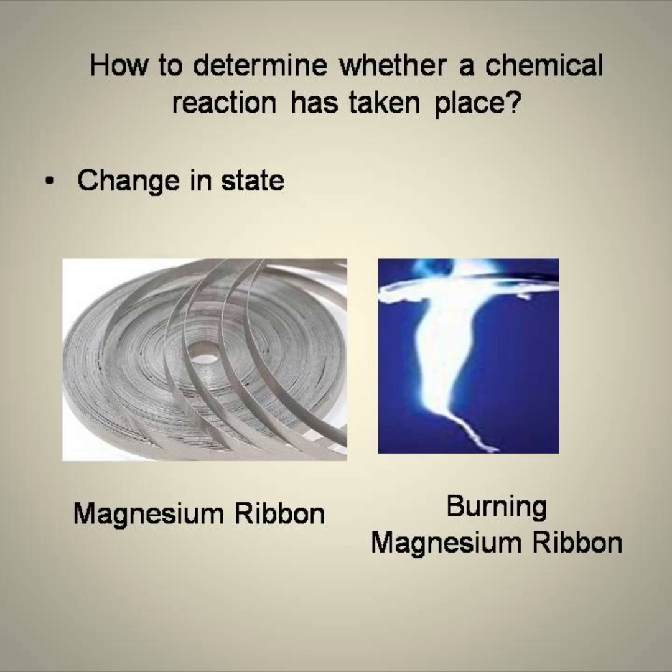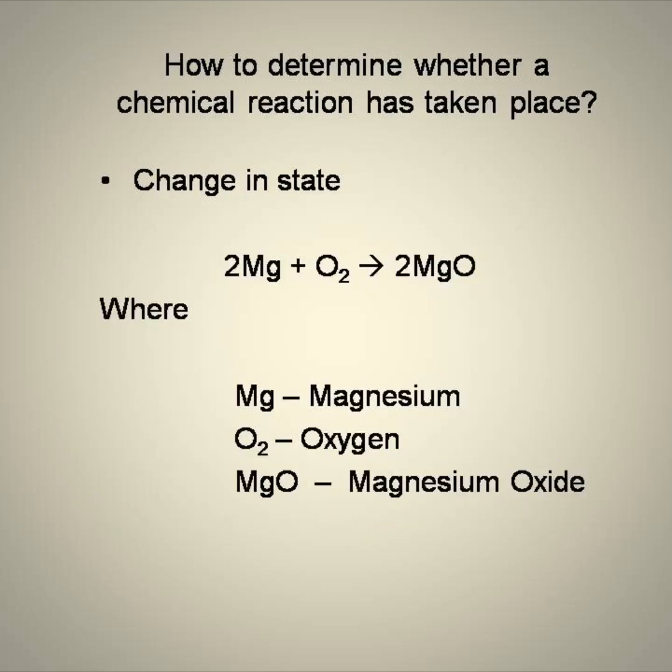Magnesium is a silvery white metal, but on burning, it turns into a white powder of magnesium oxide. This is the chemical reaction that is taking place during burning of magnesium ribbon in air. In this case, magnesium and oxygen are the reactants, whereas magnesium oxide is the product.